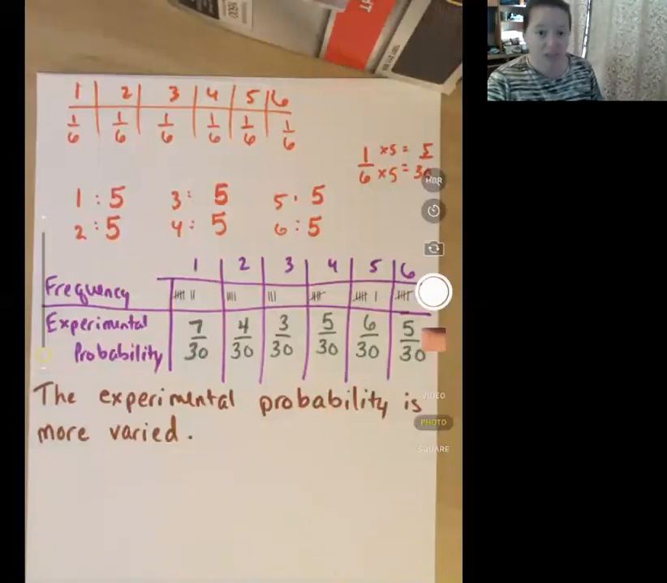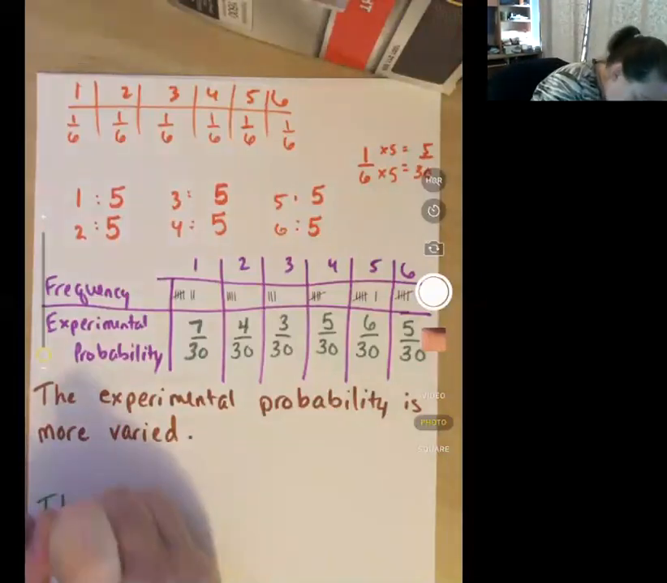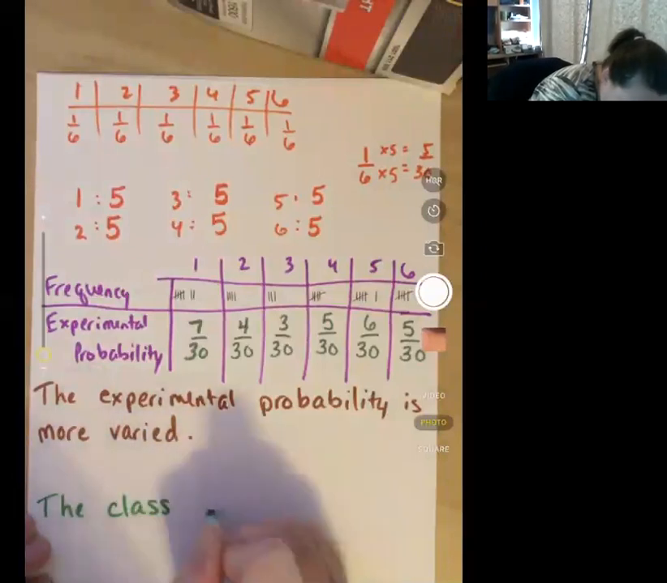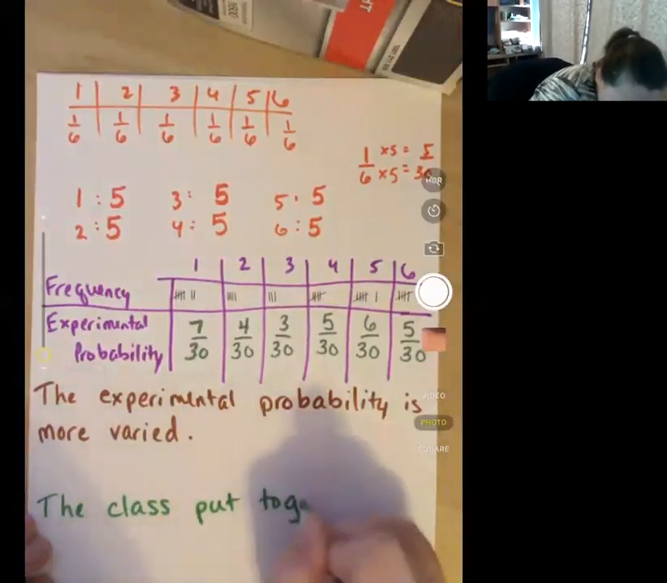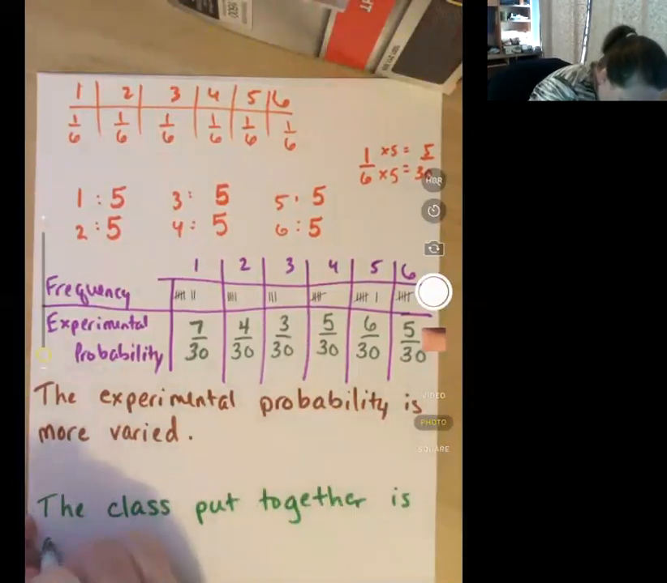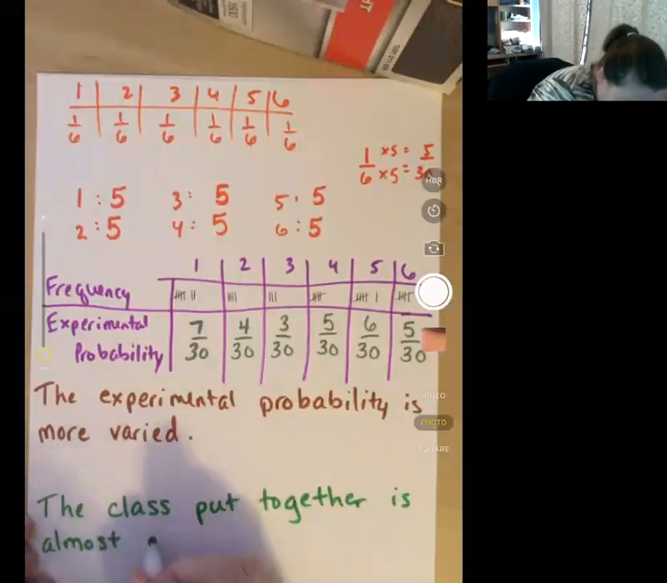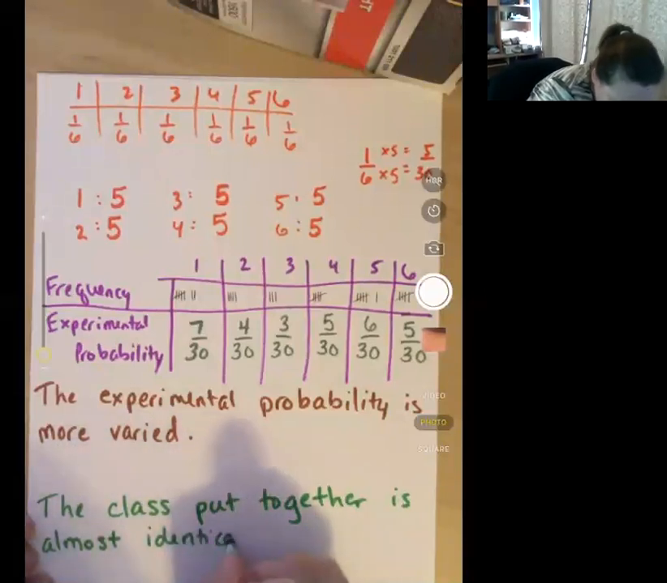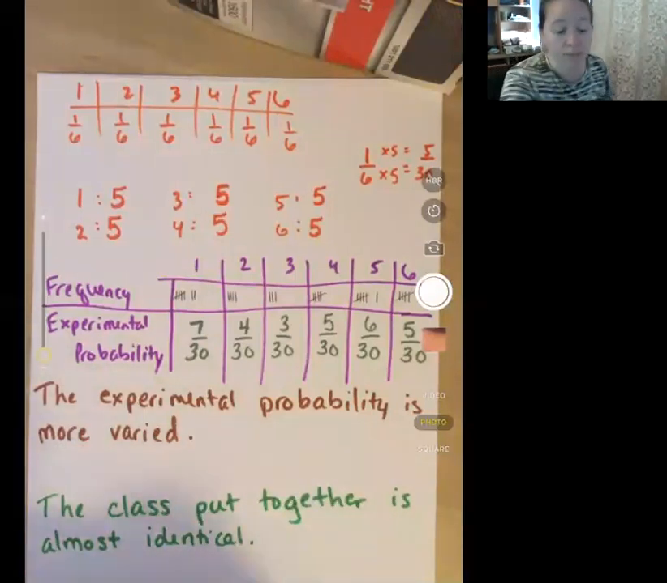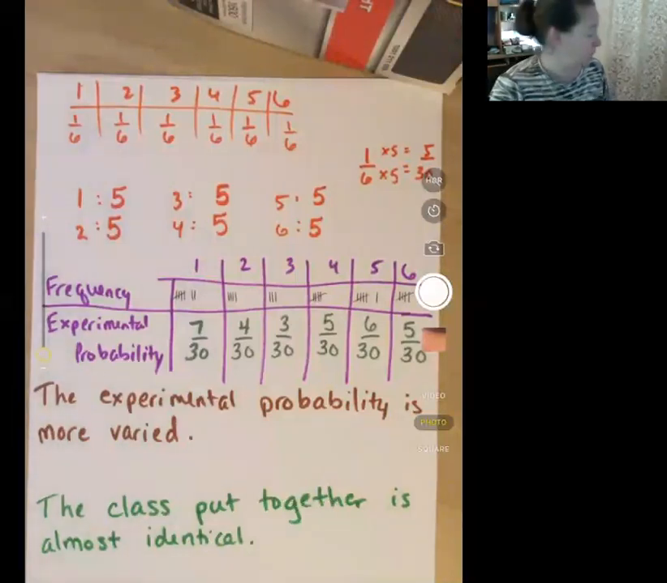If we did that, we would then have very, very close results. How does the class experimental probability compare to the theoretical? The class put together is almost, it would be identical. Is almost identical. It would probably still be off by a little bit. There's still a factor of error. It depends on how people actually roll the dice and that kind of thing. But by and large, we would end up with the same thing.